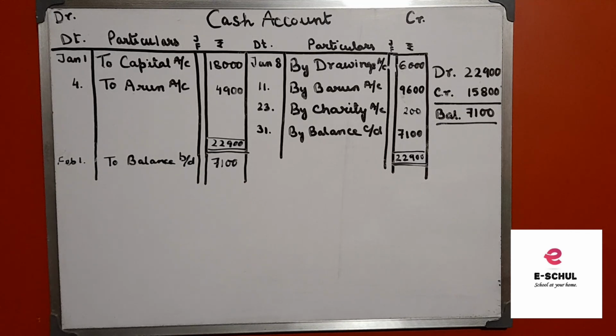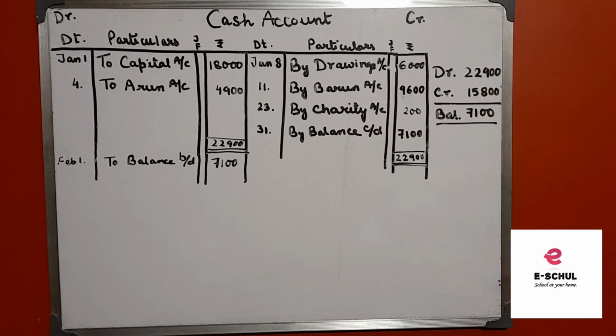Now coming to the posting part, the first journal was on January 1, that is cash account debit to capital account, rupees 18,000. Now see, I have to post this twice. Once I will post it under cash account, and the second posting will be done under capital account.